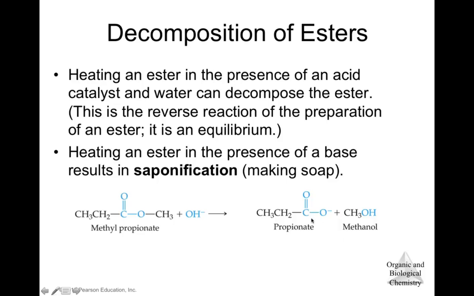So once you create this carboxylic acid, it will react with the base and you will create then the carboxylate, the weak base or conjugate base of the carboxylic acid. Okay, so from the ester, when you create the decomposition of the ester, you will create from this part the alcohol, and from this part the carboxylate.